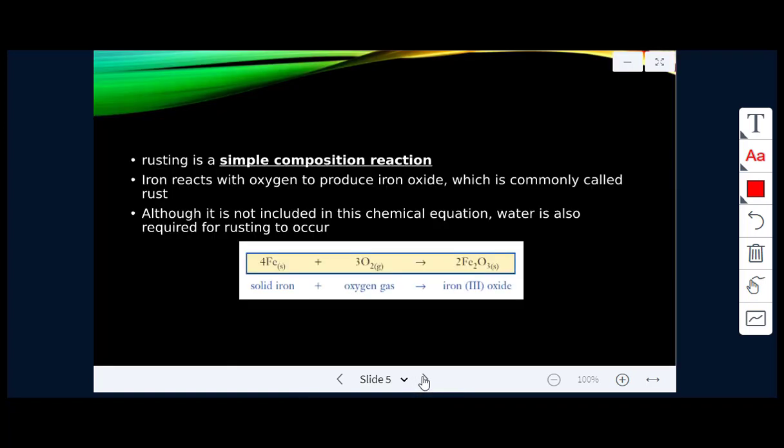So rusting, like I said, is a simple composition reaction. Here we can see that solid iron is reacting with oxygen to produce iron oxide. That is the chemical name for rust; the common name is rust. Although it's not included in this chemical equation, water is also required for rusting to occur, so we would normally have water showing here as well.